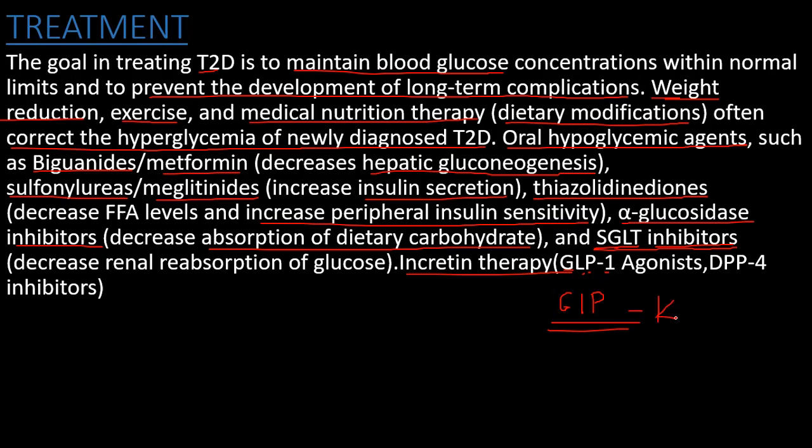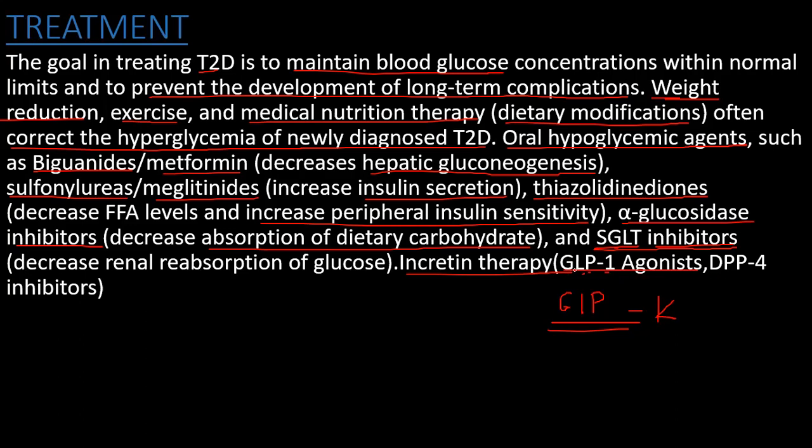Now, these ones are agonists. They look like these incretins, they are analogs to them, so they will promote the beta cells to produce insulin.